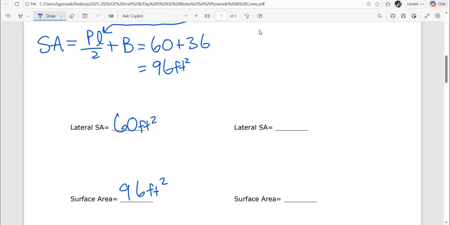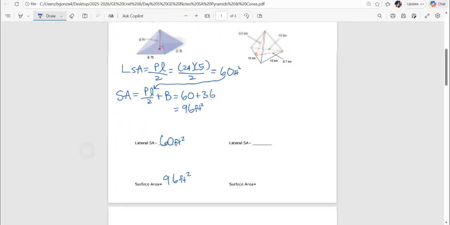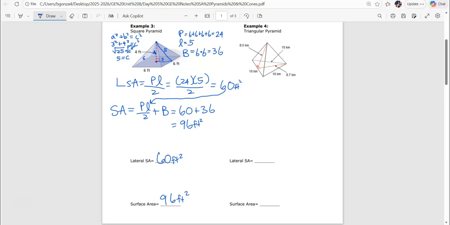All right, so that is for a pyramid. If you're missing the slant height on the slant, you have to use the Pythagorean theorem. And please remember, this is halfway across. This was 3.